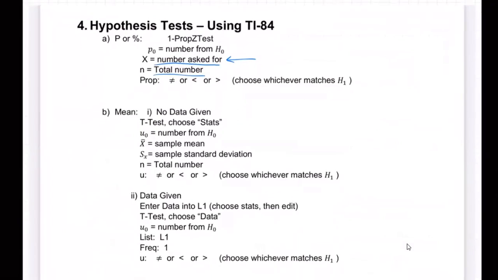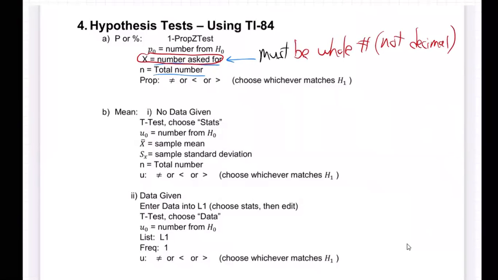I would add a note right here, and I would say, must be a whole number for this X. Must be a whole number. I'd write myself right on my own notes. This is what I did to get ready for tests in college. I'd write, must be a whole number, not a decimal. For a percentage, multiply the percentage times the total. Right? That's what I did.